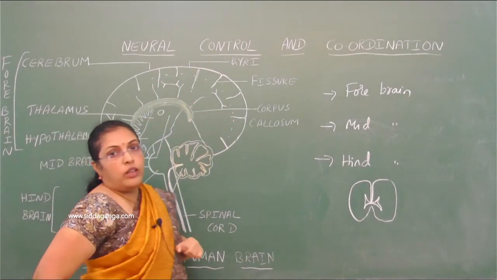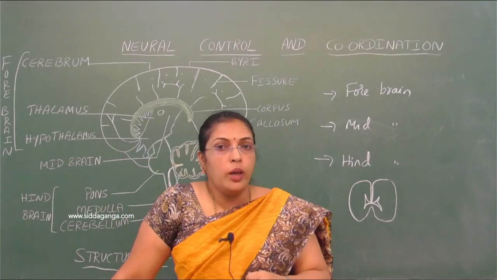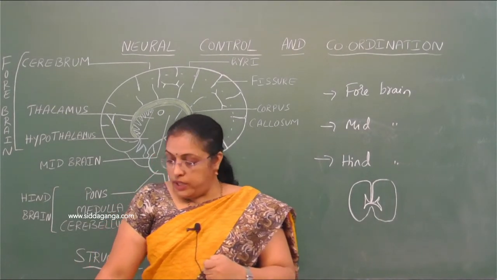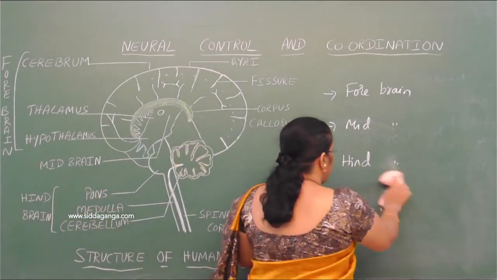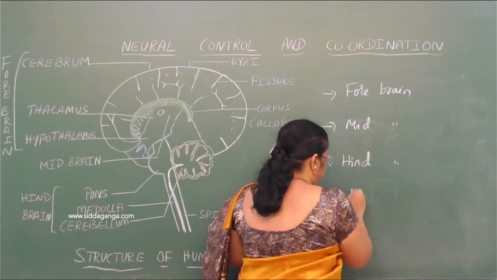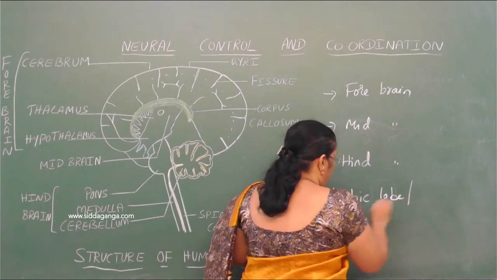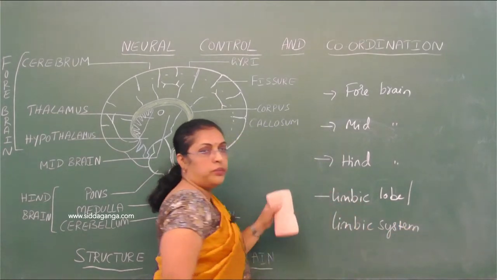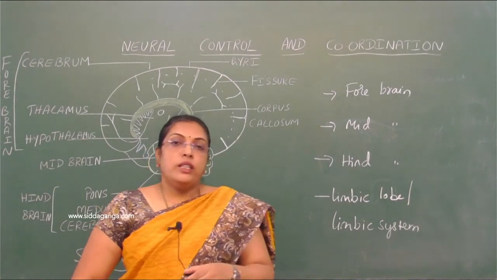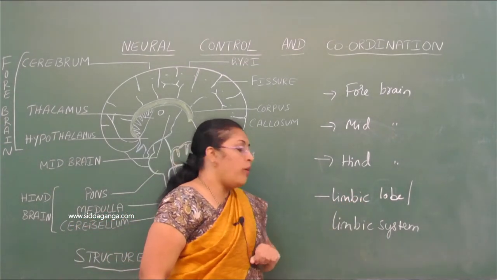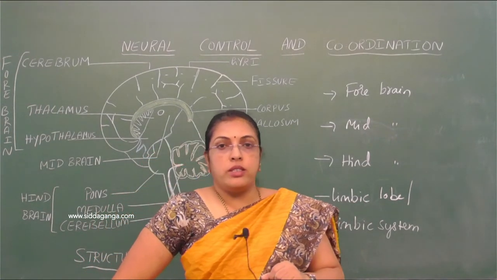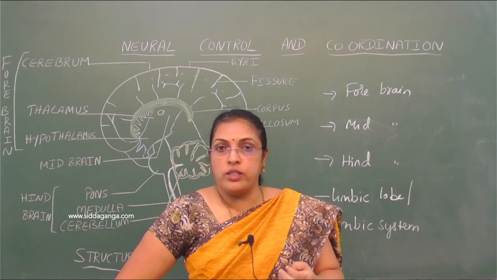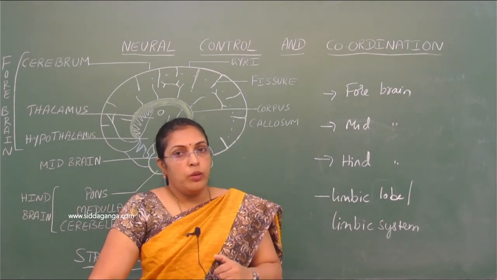Inner part of the cerebrum contains some deep structures called amygdala and hippocampus. Amygdala and hippocampus with the hypothalamus form a limbic system. Limbic lobe or limbic system. This limbic lobe or limbic system with hypothalamus is responsible for controlling sexual behavior, expressions of emotional reactions like fear and anxiety, it also helps in motivation.